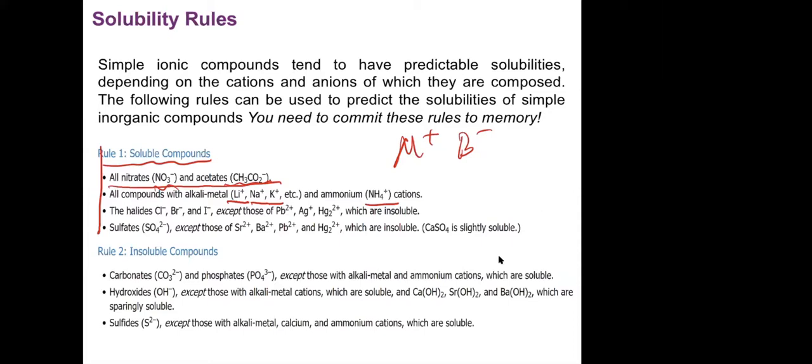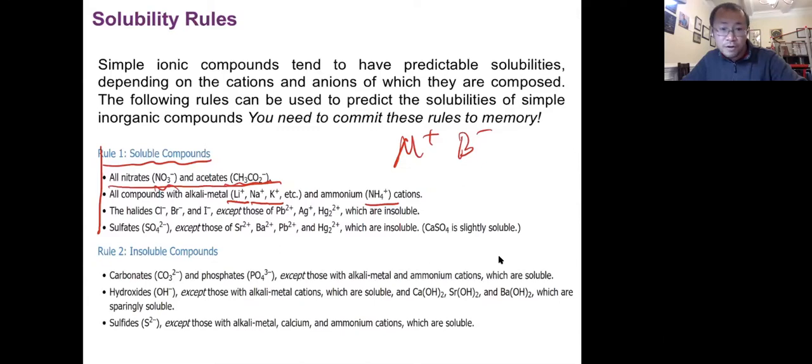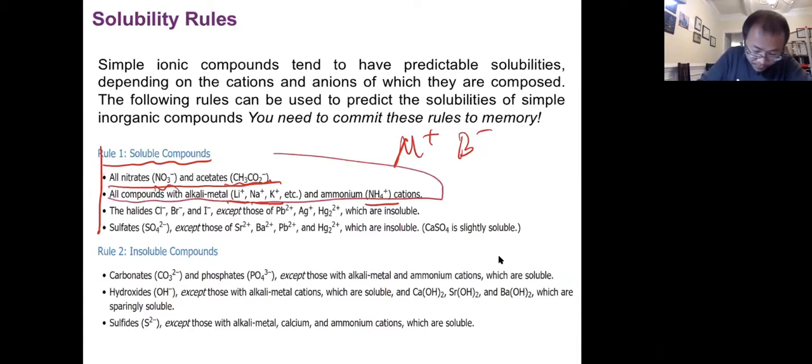If the formula contains any one of those 6 ions, the compound will be soluble in water. The rules are used to determine whether something dissolves in water. So you look at the formula. Does the formula contain any of these 6? If it does, soluble, no exception. So we're done here with these 2.